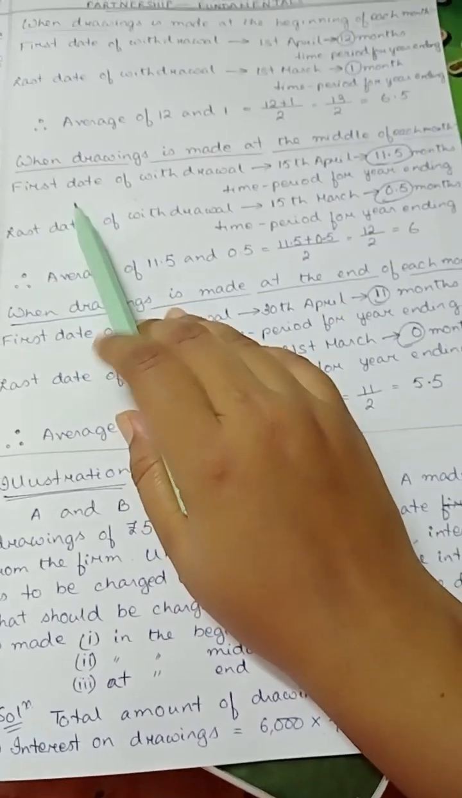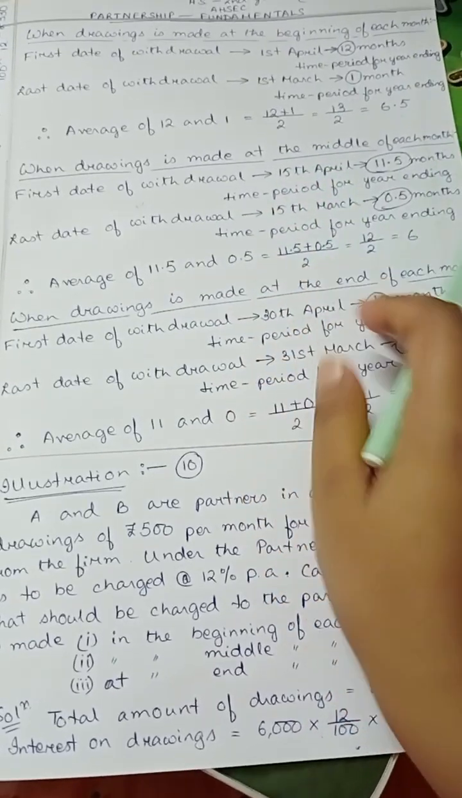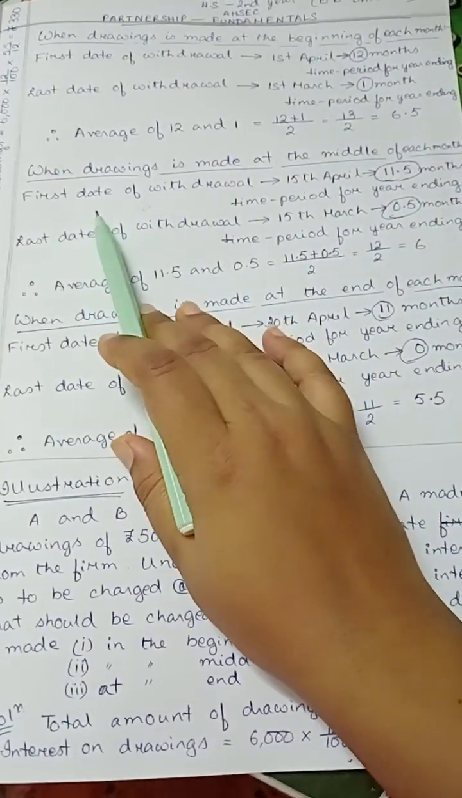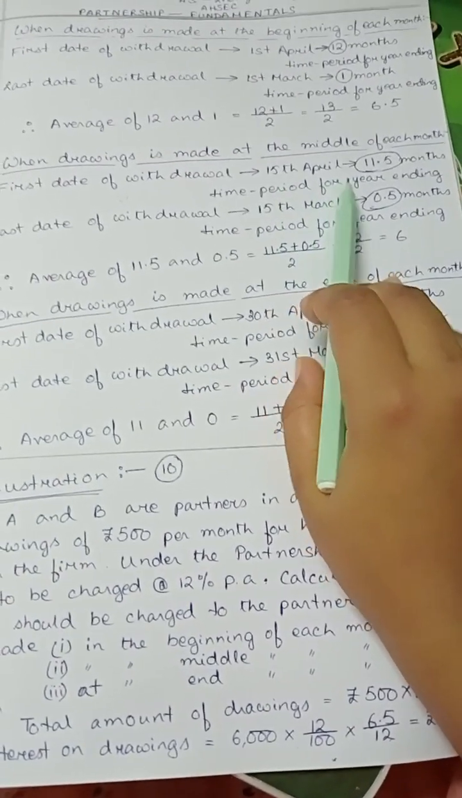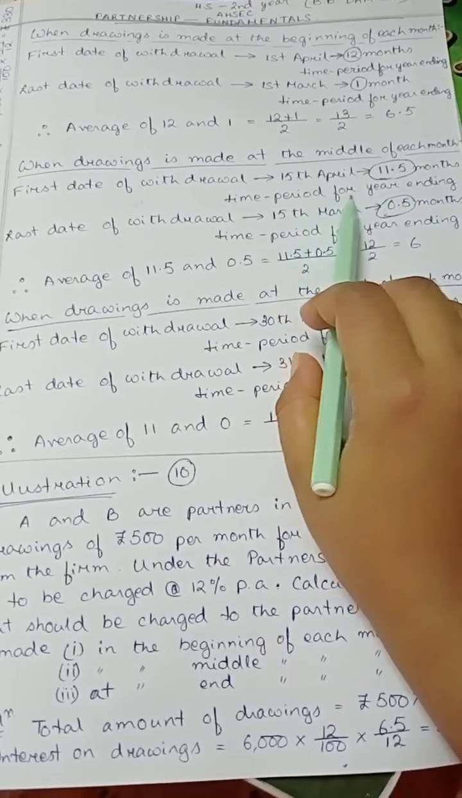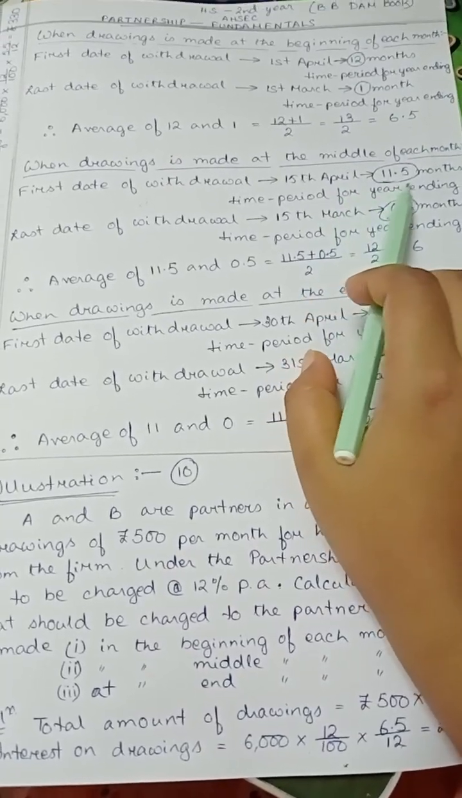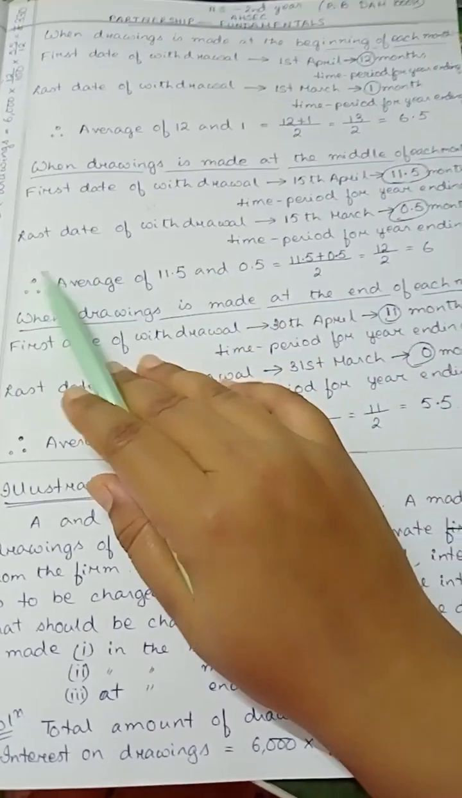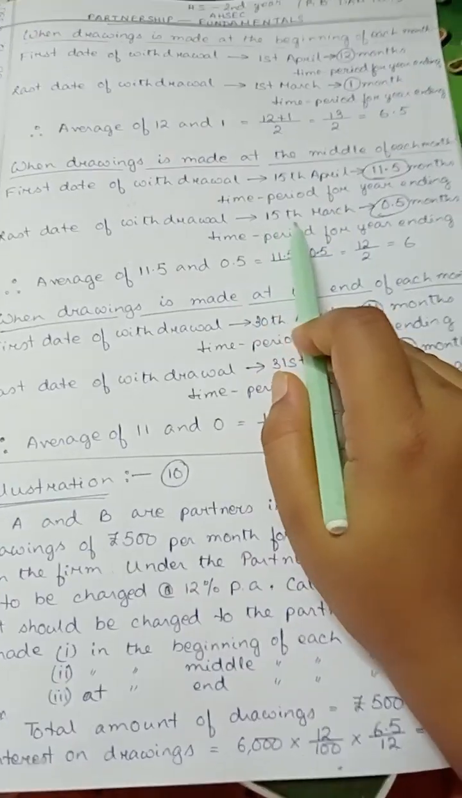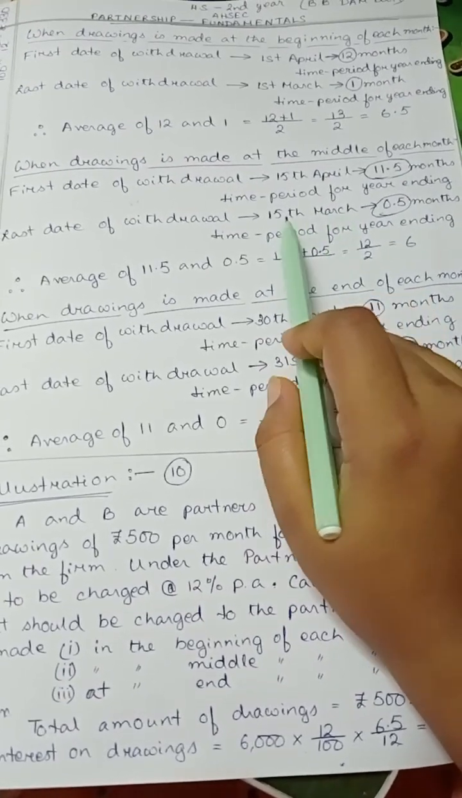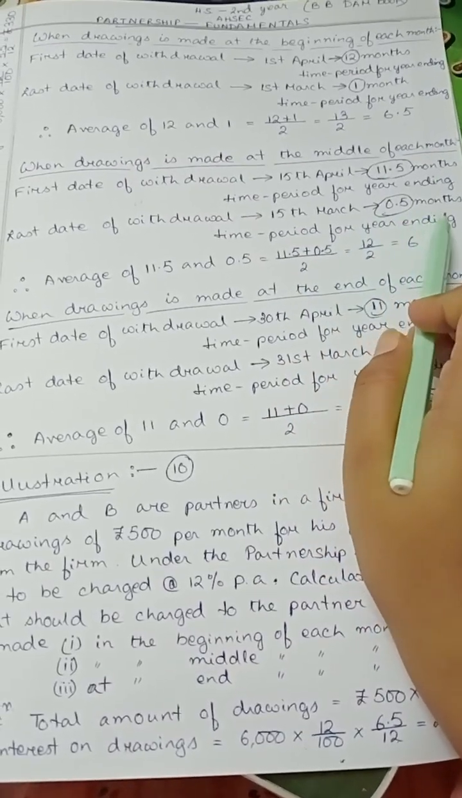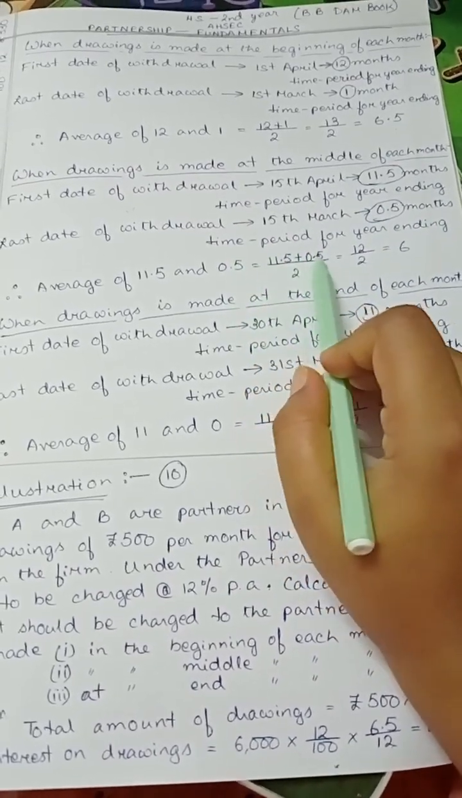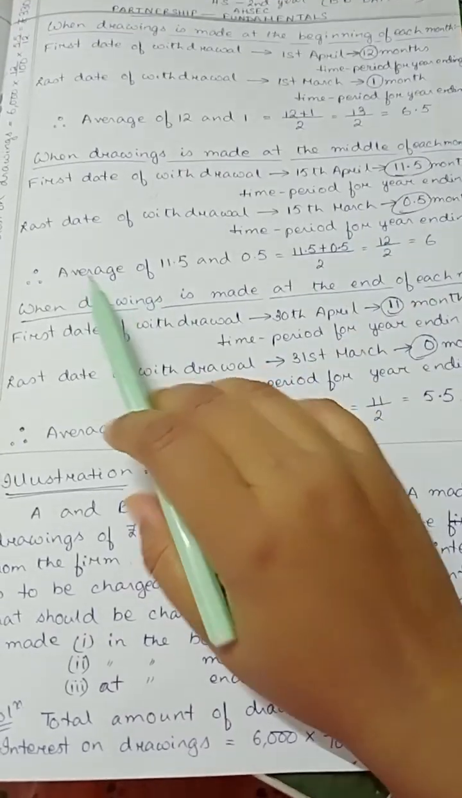Now when drawings are made at the middle of each month, the first date of withdrawal is 15th of April, till year ending, which is 31st of March, it is 11.5 months, and the last date of withdrawal will be 15th of March. So from 15th of March till 31st of March, it is 0.5 months, the time period for year ending.